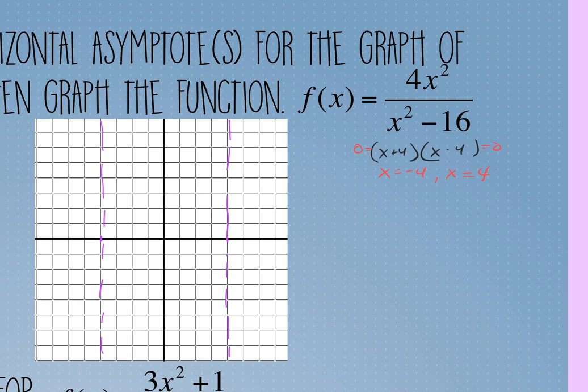Then for your horizontal asymptote, you're looking at the exponents in the top and the bottom. This time they're the same, so this is that leading coefficient one. So it would be y equals the leading coefficient of the numerator, which is 4, over the leading coefficient of the denominator, which is 1. So my horizontal asymptote, and again, it has to be an equation, is also at 4, but it's at y equals 4.